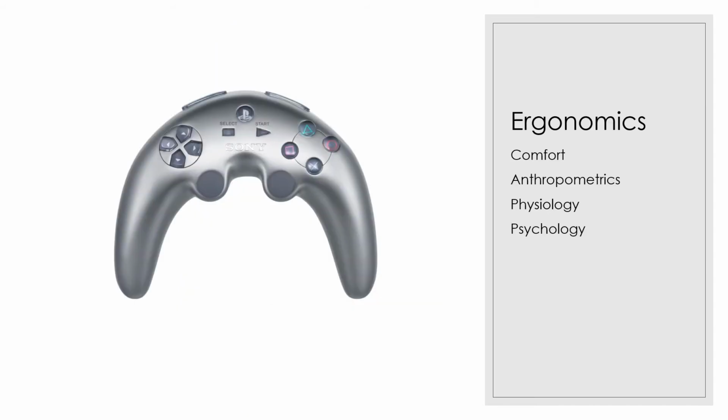The last design factor is ergonomics, and ergonomics is to do with how the human interacts with the product. It's about it being comfortable and easy to use for the desired user or target market of the product. So we can split ergonomics into 3 areas. The first one being anthropometrics or anthropometric data.